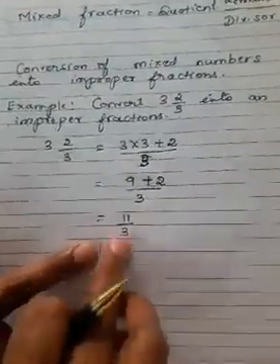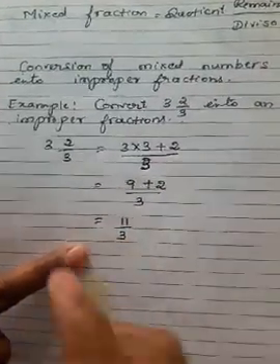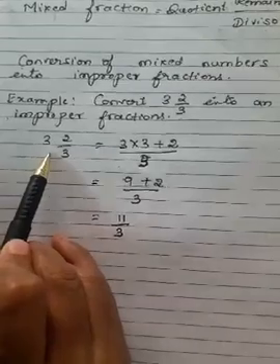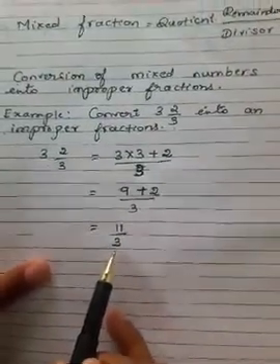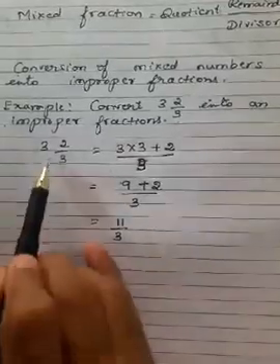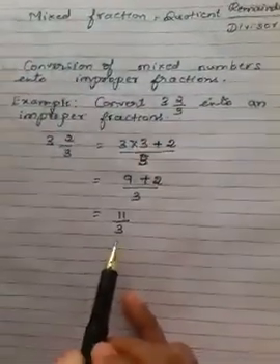Now, 11 upon 3 is which fraction? It is an improper fraction. So we have converted a mixed fraction into an improper fraction. So, understood students, how to convert a mixed fraction into an improper fraction.